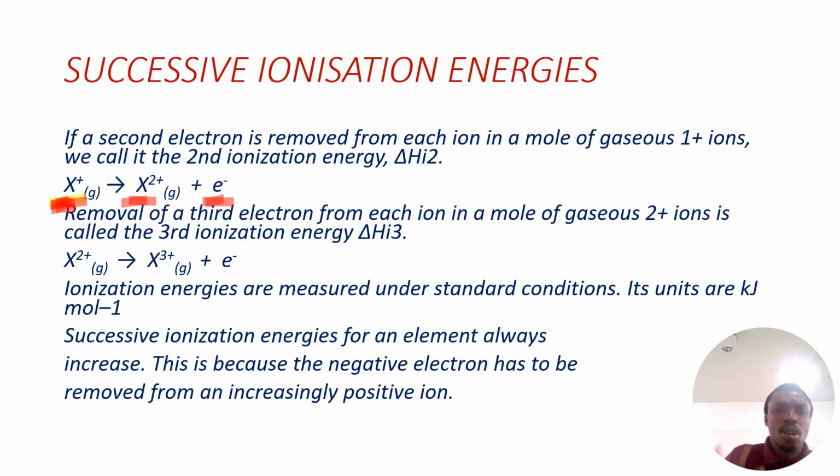Then removal of a third electron from each ion in a mole of gaseous plus 2 ions is called the third ionization energy, which is the energy required to remove 1 mole of electrons from 1 mole of gaseous plus 2 ions to form 1 mole of gaseous plus 3 ions. So ionization energies are measured under standard conditions. That's why the units are kilojoules per mole. So we'll call it successive ionization energy: first ionization energy, second ionization energy, third ionization energy, fourth ionization energy.